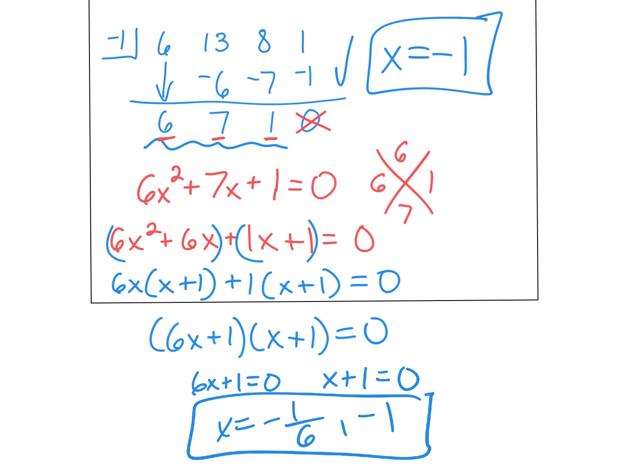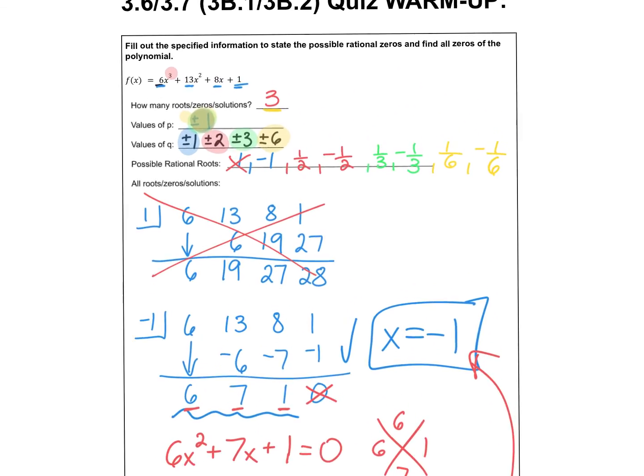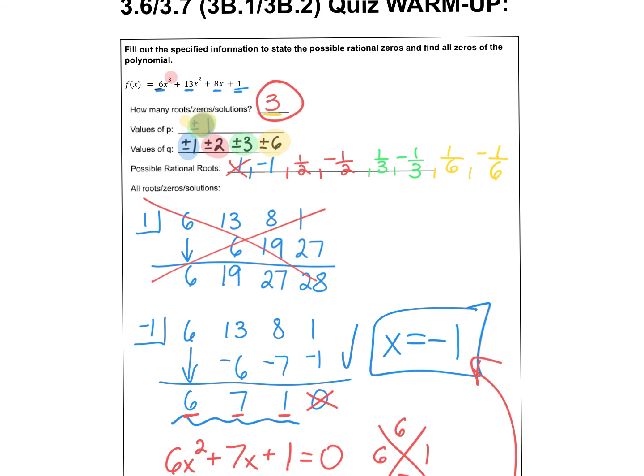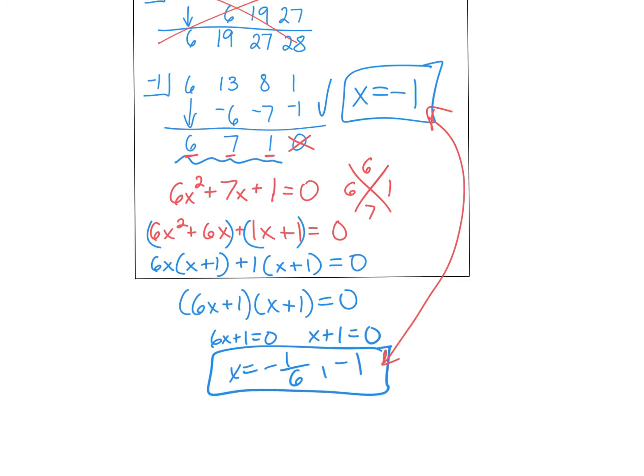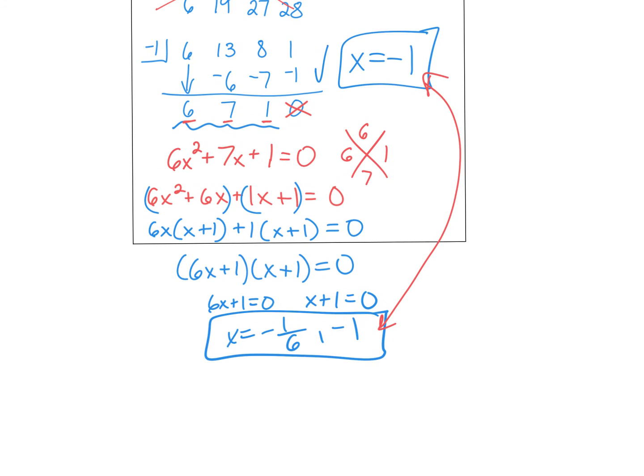So that gives me a total of 3 answers. We do notice that these two are the same. That's okay. That happens. Okay? So again, make sure that you are finding on that quiz whatever that highest exponent is, that's the amount of answers that I need to see. Okay? Good luck. You're going to do great.